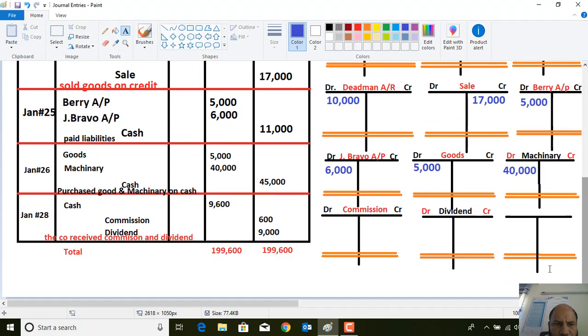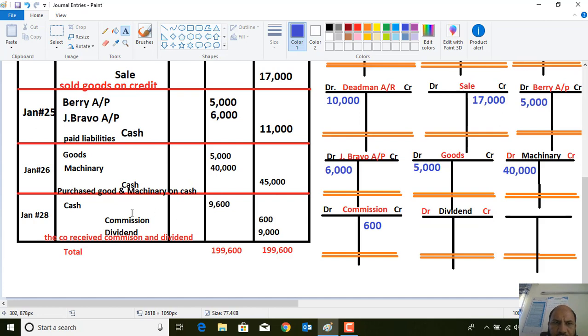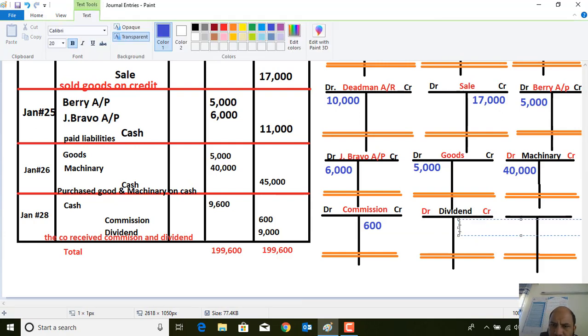Okay, and finally we have two other transactions. One of them is the commission account, and commission account is 600 rupees at the credit side. So this is the commission ledger, and we will record this 600 at the credit side of this ledger. So let's record it at the credit side, 600. And we also have the amount of dividend account, 9,600, and we will record these 9,600 at the credit side of the dividend ledger. So this is the credit side, and we will record 9,600 over here. So this is 9,600 rupees at the credit side of this ledger.